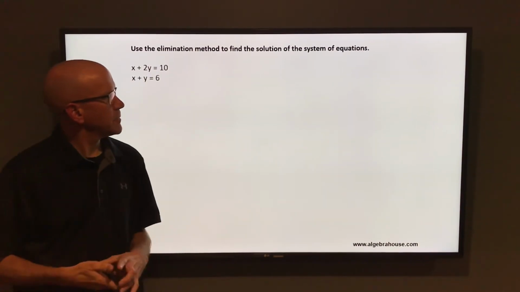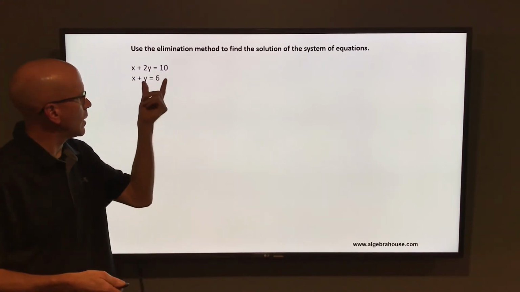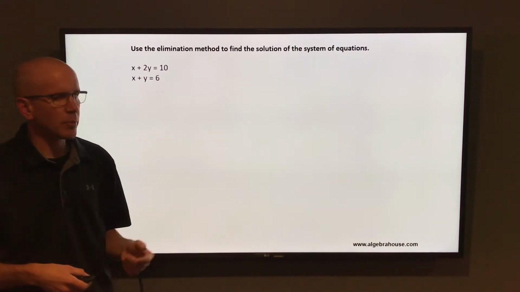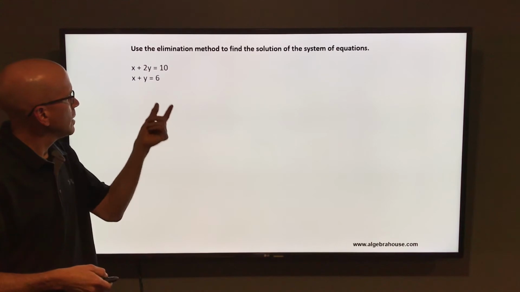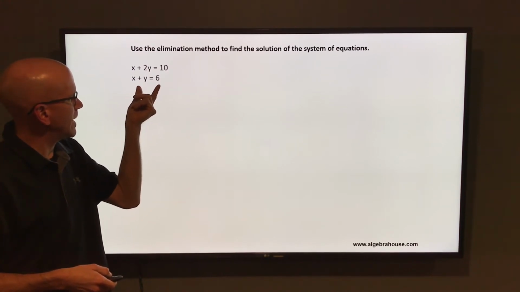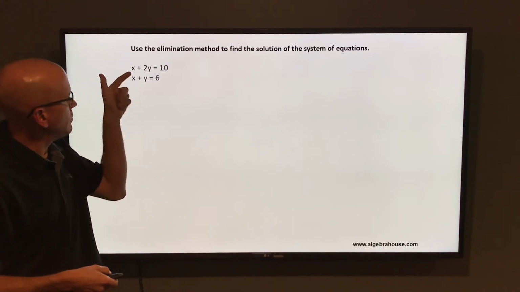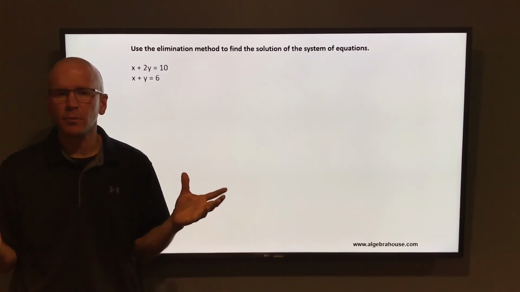Going to use the elimination method to find the solution of this system of equations. Again, we have two lines. We want to find out where these two lines meet. Now, the elimination method, remember, we want to add these two equations together and hopefully cancel out one of the variables. But if you look at these two equations right now, if you add those together right now, neither one of the variables would cancel out. If you add the x's, that'd be 2x. If you add the y's, that'd be 3y. So neither one of the variables will cancel.